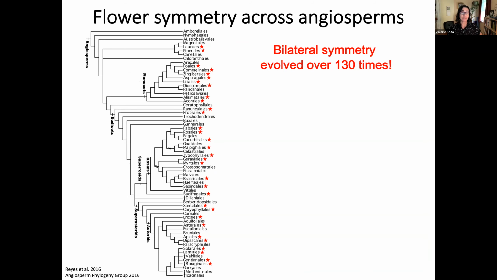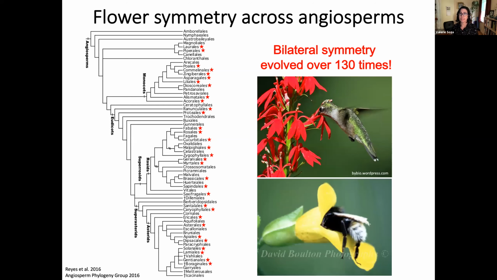And flower symmetry is very variable across flowering plants as a whole. This is an evolutionary tree of some of the main orders in flowering plants. And just to highlight that the ancestral flower was likely a radially symmetric flower for angiosperms. And you can see by the red stars, all of these orders have evolved bilateral symmetry within them. And it's been estimated across flowering plants that bilateral symmetry has evolved over 130 times. And this is often thought to have evolved to facilitate pollination. So here's some examples here of bilaterally symmetric flowers facilitating pollination.